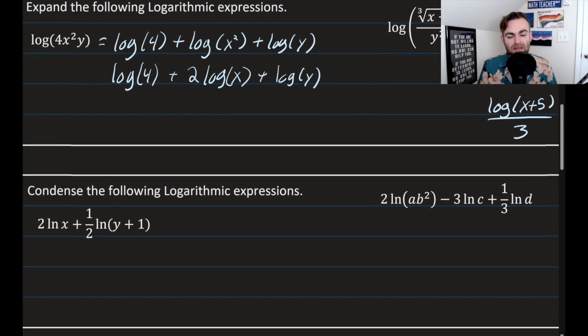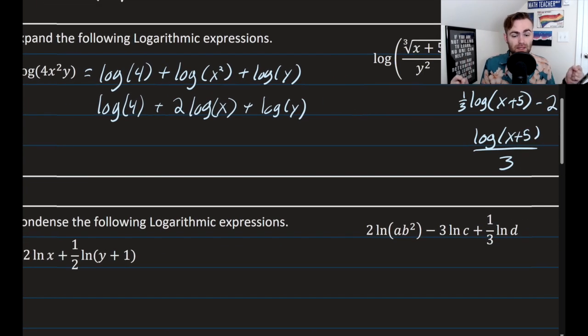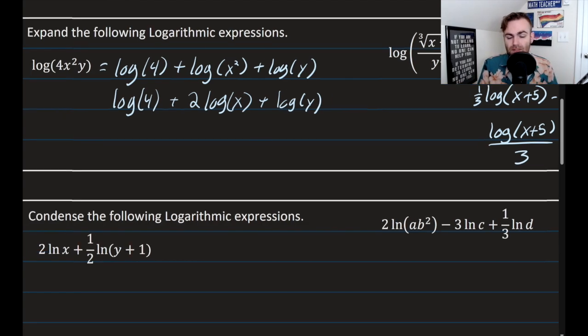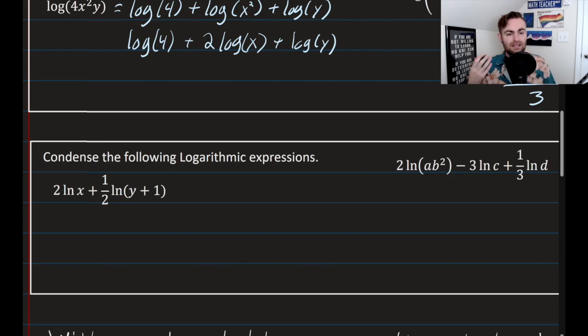So that is the goal of expansion: you're trying to break it apart as much as you can and have no exponentials left inside your argument, inside your logarithm. So condensing is the exact opposite. I want to write everything in terms of one logarithm that is nice, neat, and pretty. So the first thing I can do here is I see coefficients. Coefficients become powers. So this becomes 2.